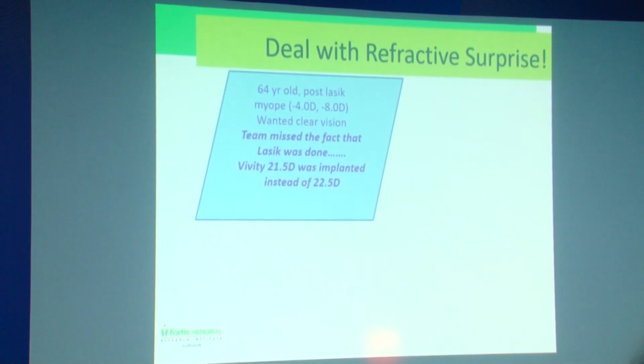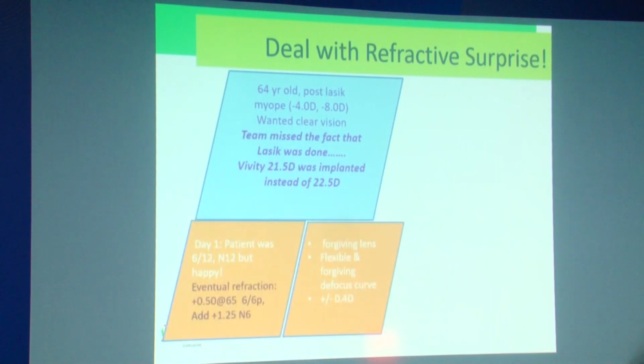And I raced out. Now I've done the surgery and we did the calculation, and we found that we've put in 21.5 instead of 22.5. I said, okay, let's wait and watch. I didn't want to take it out for just one diopter. And the next day, the patient was 6/12 N12, but happy because we had never promised her that you will be perfect.